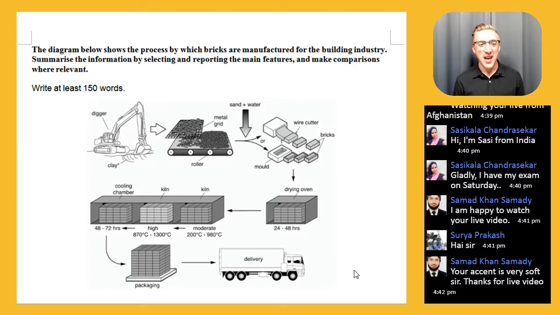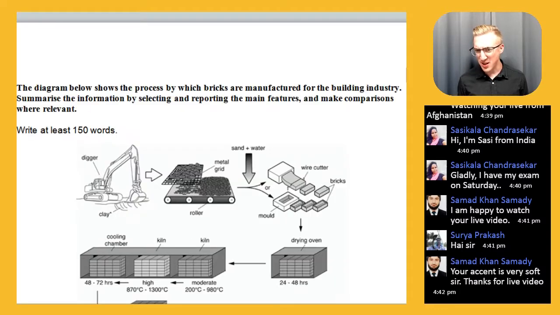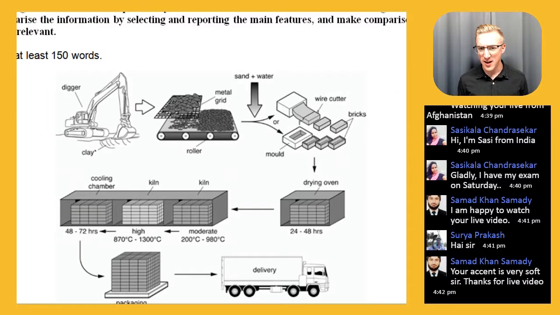Let's find out. So let's read this prompt here. It says, the diagram below shows the process by which bricks are manufactured for the building industry. Summarize the information by selecting and reporting the main features and make comparisons where relevant. Write at least 150 words, of course. Now, if we look at the process, I might try to zoom in here for a moment. Bear with me. This might be ugly, but we're going to try.